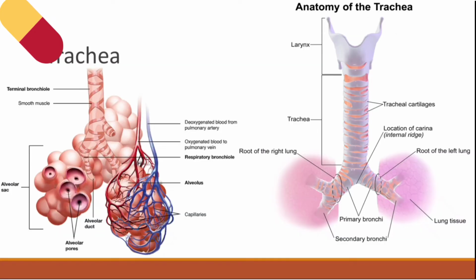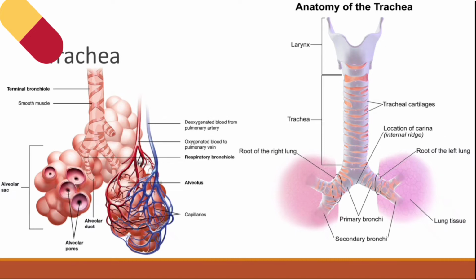The next important structure is the trachea. The trachea is basically a tube-like structure which connects the larynx to the bronchi, and the bronchi in turn connect to the lungs. If we take a closer look at the section of the trachea, we can see that it is made up of 20 C-shaped cartilages.